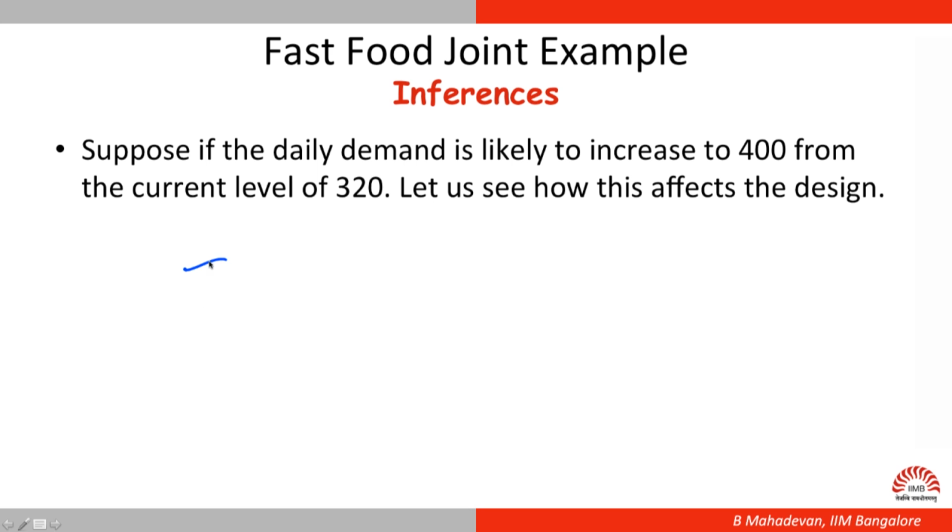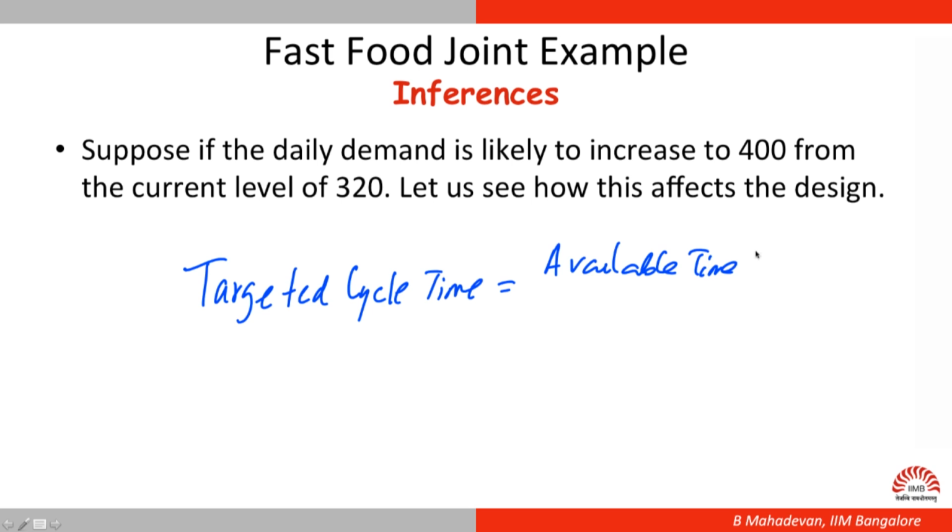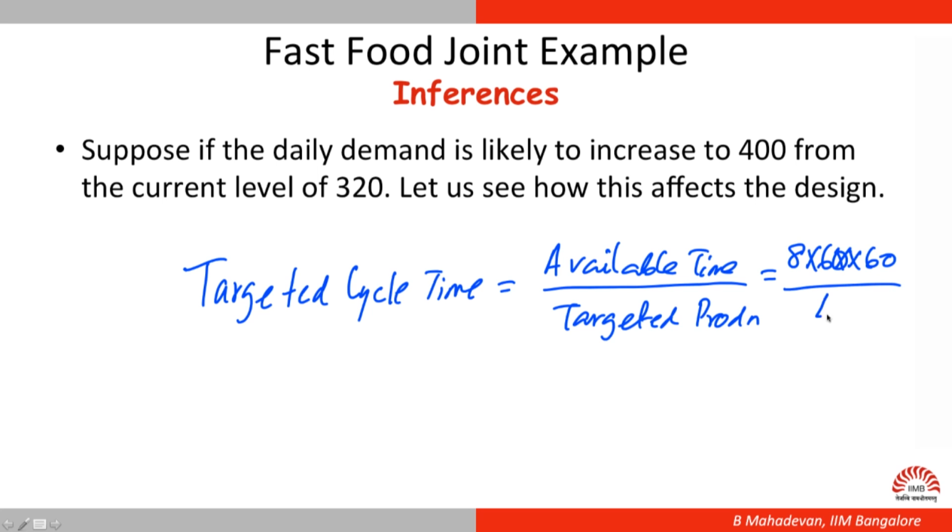As we know, targeted cycle time is the available time over targeted production, in our case service delivery. So, this is 8 times 60 times 60 over, instead of 320, we will have to have 400. So, that leaves us with the number 72 seconds. So, the new targeted cycle time is going to be 72 seconds.